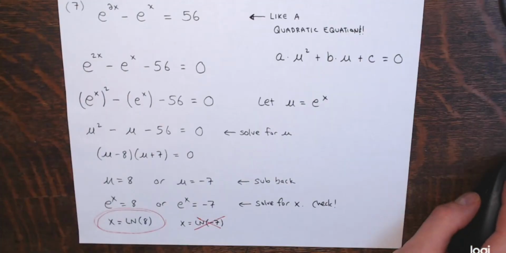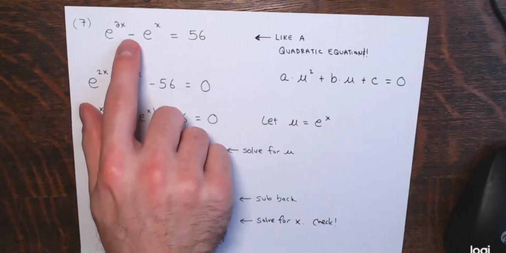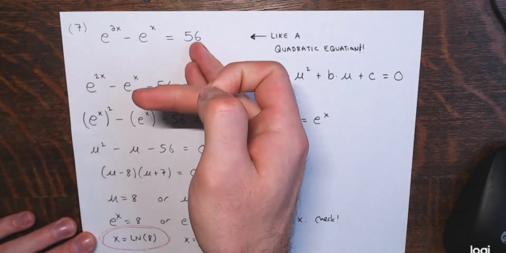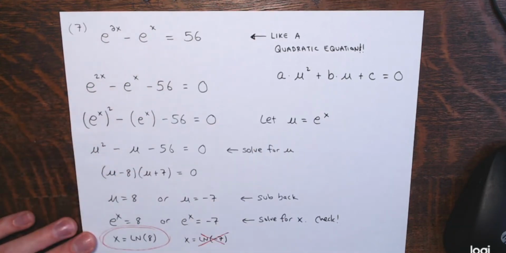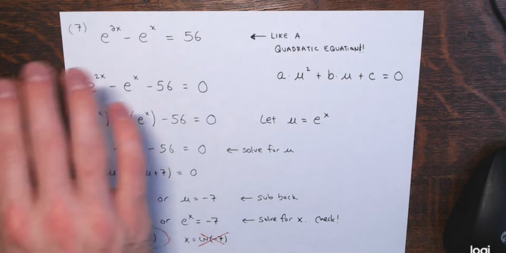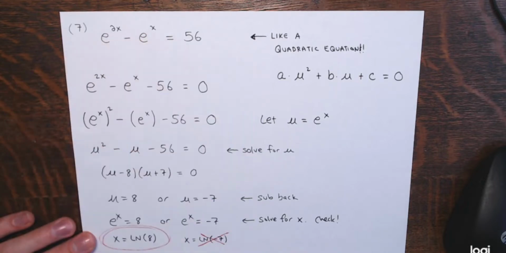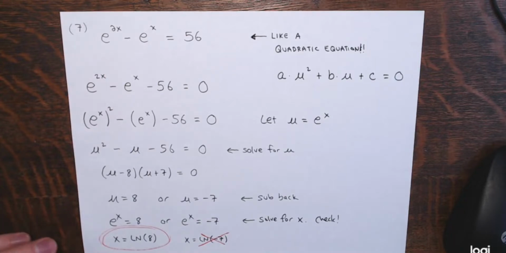But yeah, this one's a little trickier, but hopefully you noticed how one power was double another power, and then you had a constant. All right, 56 there. So if you recognize that one power was double the other power, and then you had a constant somewhere as another term, maybe you'll recognize that as a quadratic-like equation, and you can solve it in such a way after making a substitution.